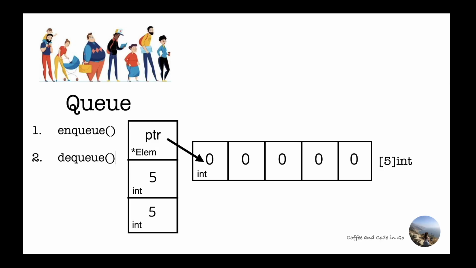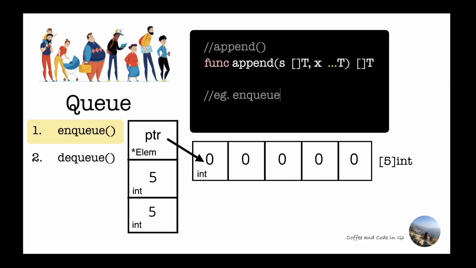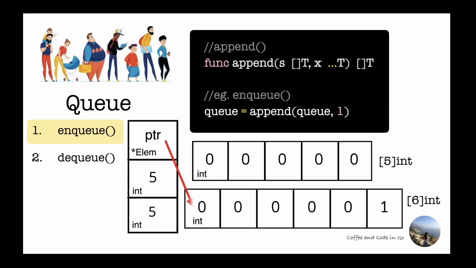Firstly, enqueue. To implement enqueue, since we're adding elements to the back of the queue, we can also just use Golang's append function as introduced earlier. So now, we are appending the element 1 to the queue. Similarly as before, since our original underlying array's capacity is not big enough, Go internally creates a new array of size 6 and appends the element 1 to the end of the slice. Then, internally Go updates the pointer to the new underlying array before returning it to the queue. Similarly, we're updating the length and capacity to 6.